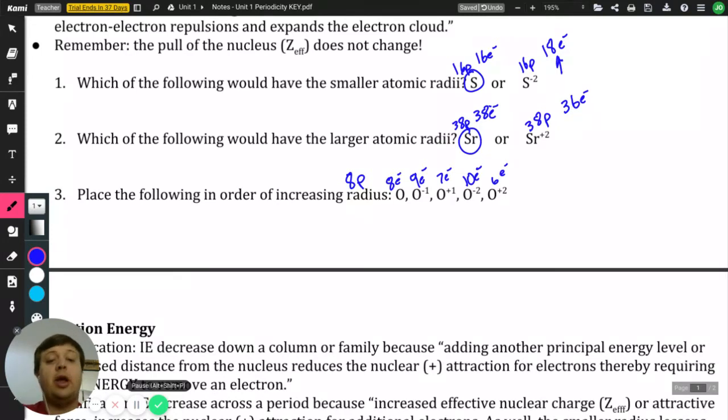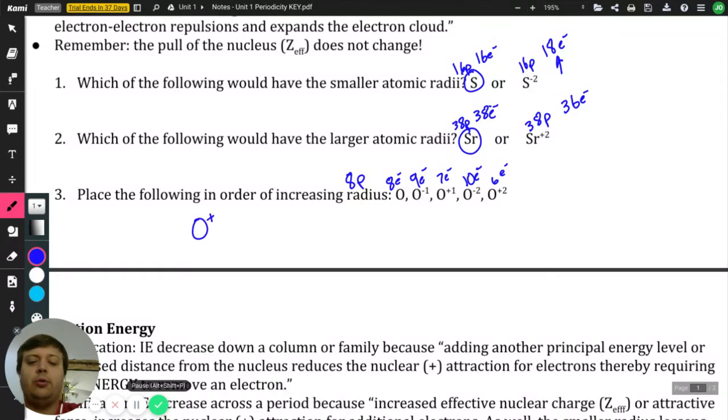Okay, so now I'm going to be, again, comparing my protons to electrons. We're arranging them in increasing order, right? So from smallest to largest. Well, the smallest one would be the one with the most protons compared to electrons. We know that oxygen has 8 protons. So which one has the fewest number of electrons? That would be the smallest. So oxygen with a positive 2 is going to be the smallest.